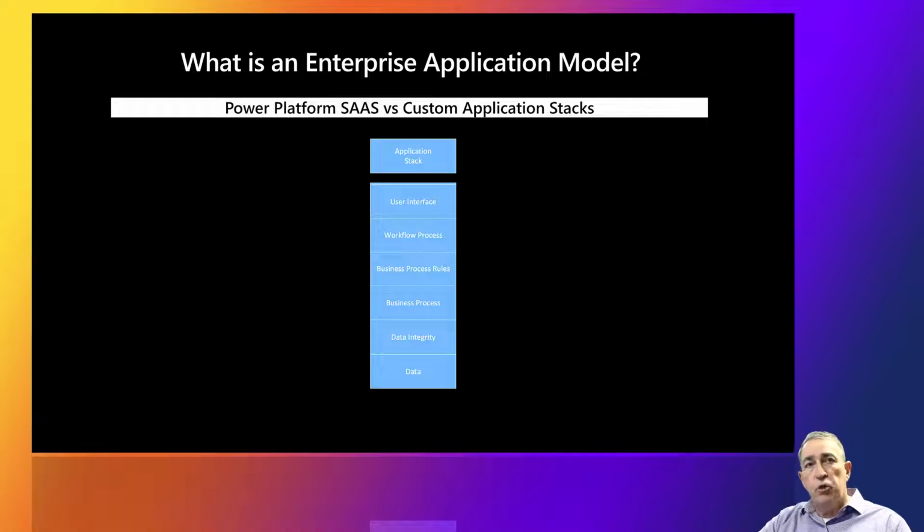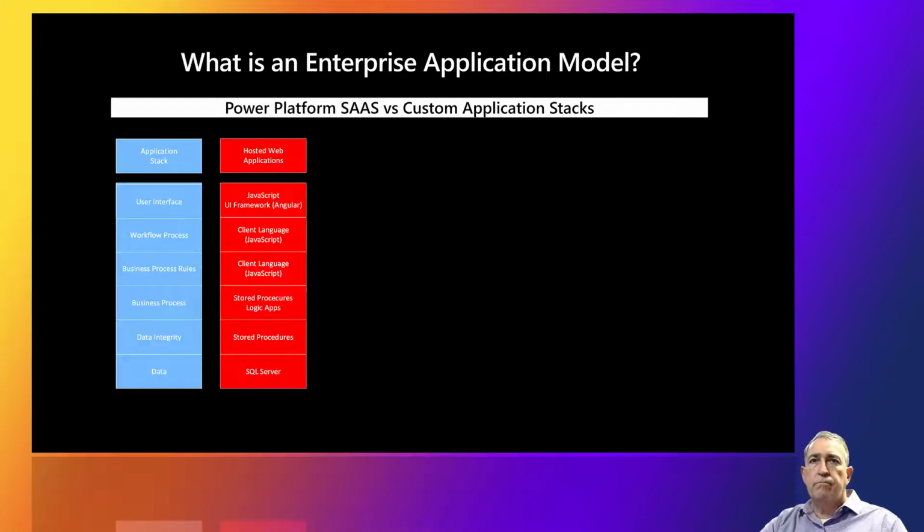Enterprise applications include many interrelated components, including a user interface, workflow processes that guide the user through the application, business process rules that configure the UI for users' authorizations, the business rules that govern the business process, data integrity constraints that ensure data is maintained consistently and that all transactions commit properly or roll back, and a data layer that manages reference, application, and process data. When pro-code developers build their applications, they must decide which tools they will use to build out each layer of an application stack.